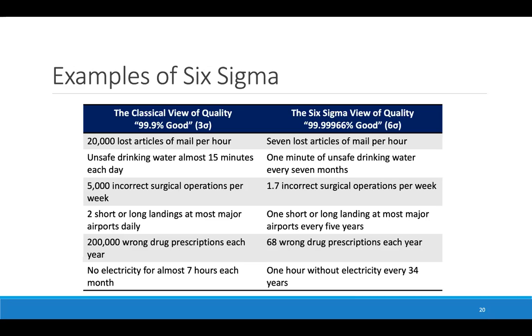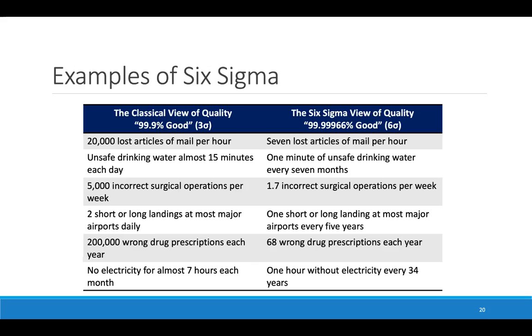On the left side, 2 short or long landings at most major airports every day, versus 1 short or long landing at most major airports every 5 years. So just think of the number of flights that take place in a year, and then seeing how often you have those failures. On the left, 200,000 wrong drug prescriptions each year. On the right, 68 wrong drug prescriptions each year, which should still scare you if you are a person who is on medication, right? So is Six Sigma good enough is the question.